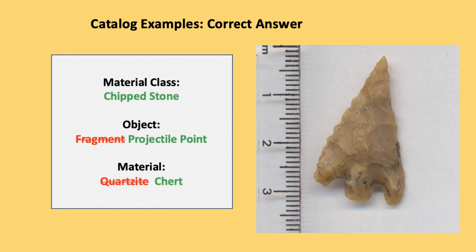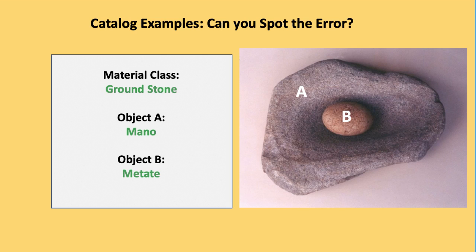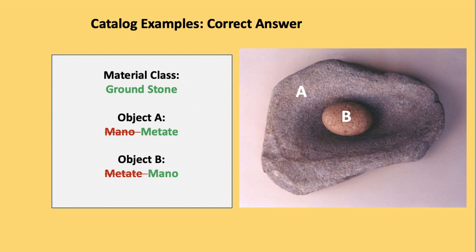The material type is chert because it is waxy and fine-grained, and not quartzite because quartzite has medium-sized grains. Objects A and B are groundstone artifacts that can be used together for grinding seeds or grain. The terms are actually reversed.